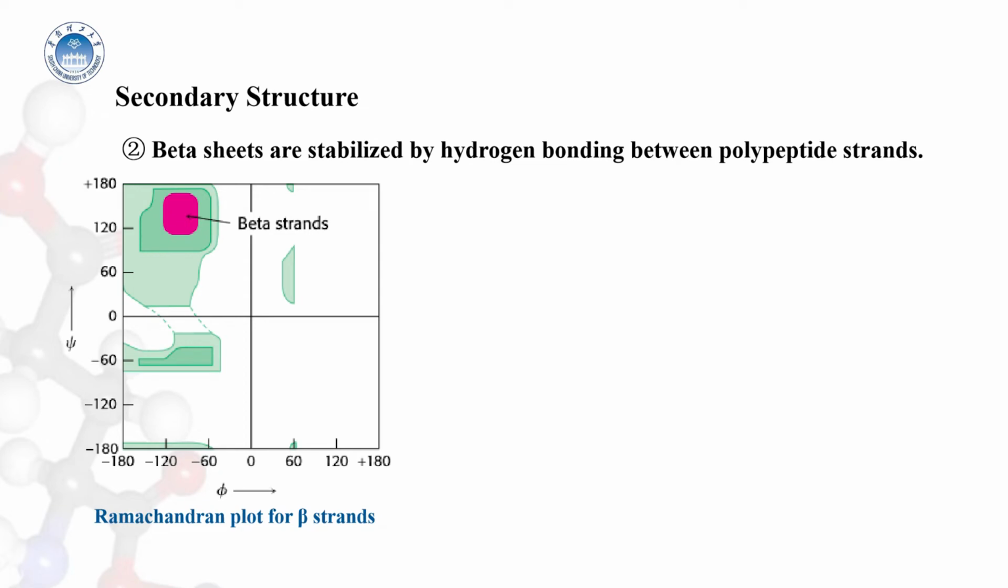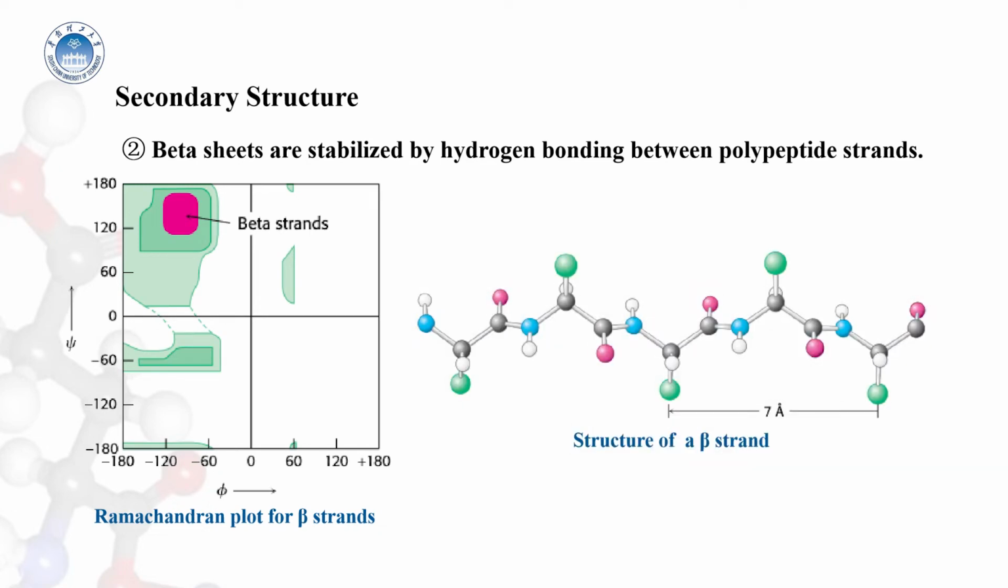A range of extended structures are sterically allowed. The distance between adjacent amino acids along a beta strand is approximately 3.5 angstroms, in contrast with a distance of 1.5 angstroms along an alpha helix. The side chains of adjacent amino acids point in opposite directions.